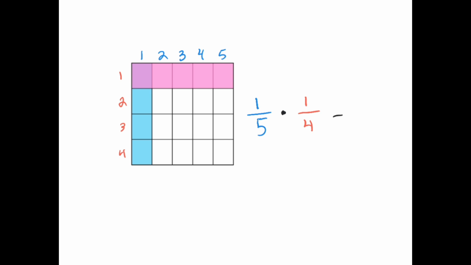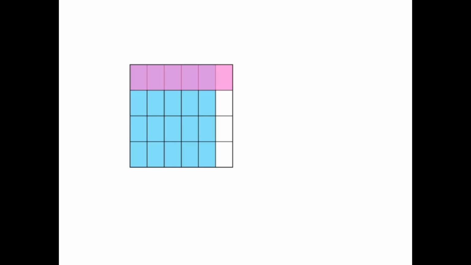So how many are overlapping with both the pink and blue to make that purple? We only have one little box, one box. So our numerator of our answer will be 1. Now, how many boxes do we have all together? This is a 5 by 4, so our denominator is 20. 1 times 1, that is 1. 5 times 4 is 20. The multiplication sentence that matches this model is 1/5 times 1/4 equals 1/20.